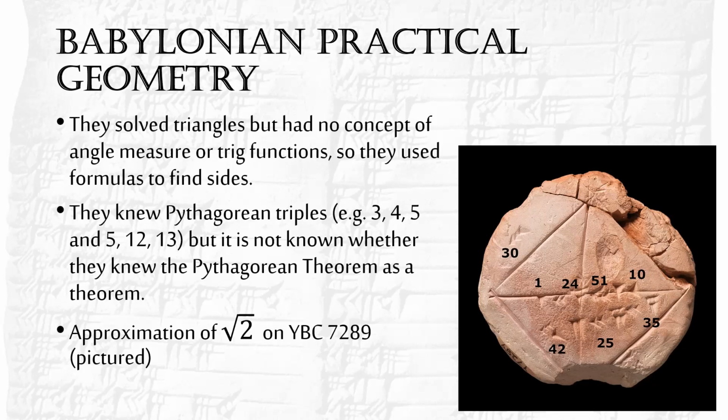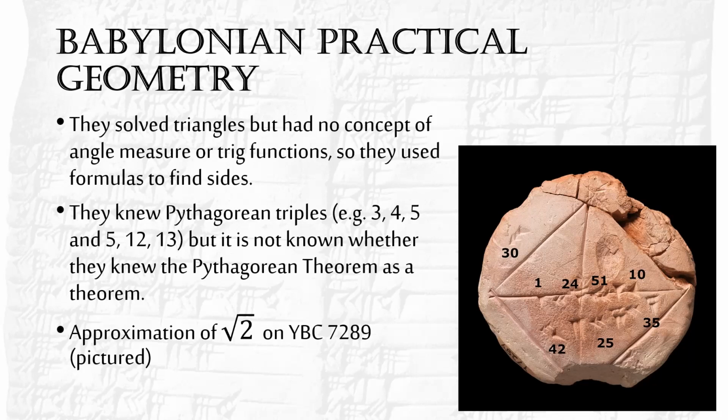So we don't know if they knew how to generate them abstractly, or if they were just finding practical, hey, I found a triangle that when I look at the sides, it makes a right triangle. We don't know how they generated that.